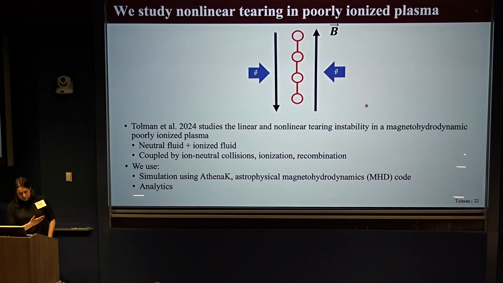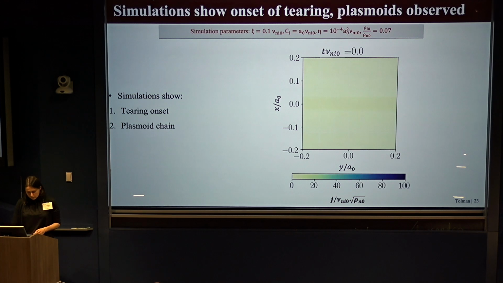So one recent study of this was one that I published in 2024, which studies the linear and nonlinear tearing instability in an MHD poorly ionized plasma. So this means that we studied this plasma using the fluid equations that I discussed in our lightning speed introduction to plasma physics. So we studied a neutral fluid and an ionized fluid, which were coupled by ion-neutral collisions, ionization, and recombination. And we did this with simulation and with analytics. So we were able to observe the onset of this instability and the growing of a plasmoid chain in our simulations.